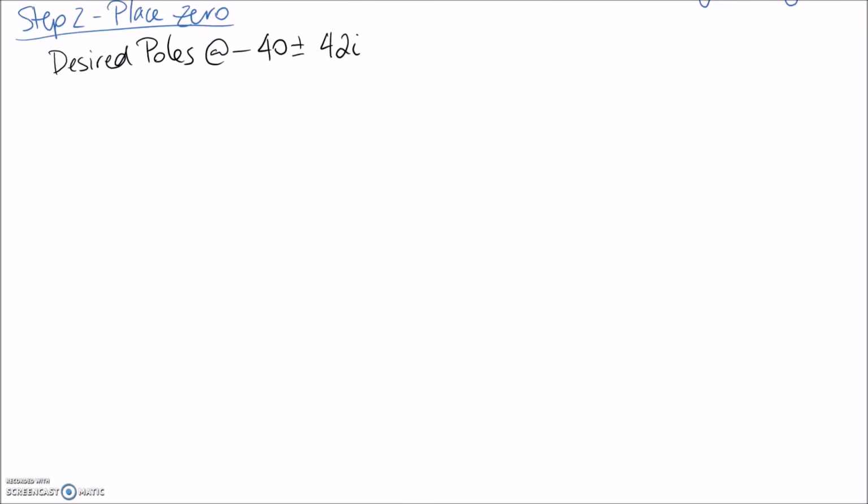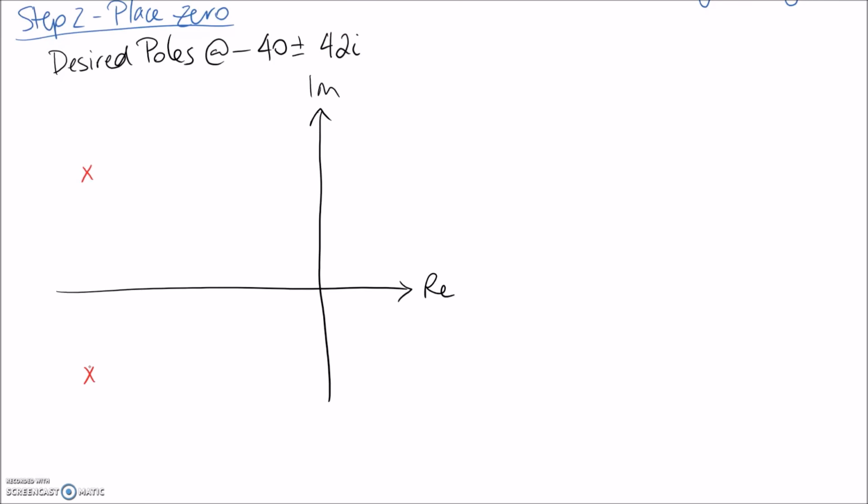Alright, so let's draw ourselves a little root locus diagram. We're not going to do the whole thing, but we're just going to mark a few key points. So the first thing I'm going to mark is our desired poles. So we've got 2 since it's a second order system. So let's say that out here somewhere is -40, and the height here is going to be 42 and -42 for those 2 poles. So these are the desired closed loop poles.